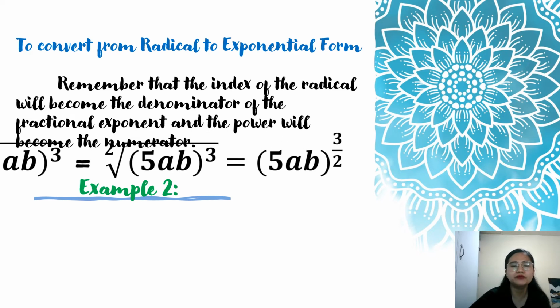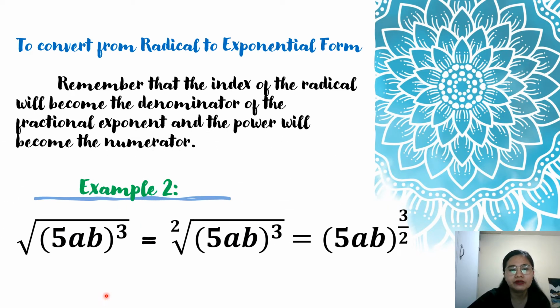For example 2, we have square root of quantity 5ab raised to 3. So, dito, okay, alamin muna natin ano yung index natin. Since square root ito, ang index natin ay 2. Okay po, kaya meron tayong 2 doon. And then, since nabuo na yan, so sabi dyan, remember that the index, so ang index natin dito ay 2, will become the denominator of the fractional exponent. Kaya andun po si 2.